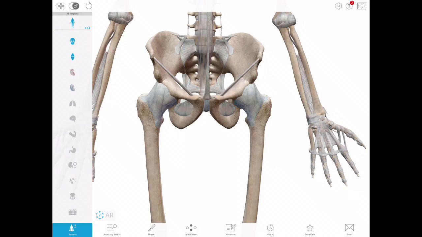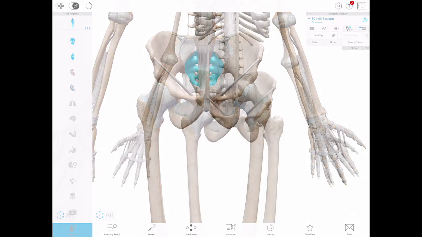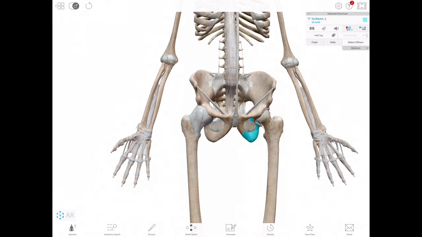So to understand the different ligaments, it's helpful to know the different bones that surround them because the name is really based off of those. So this is the pubis, the ilium, femur, sacrum, right, and we have the ischium.